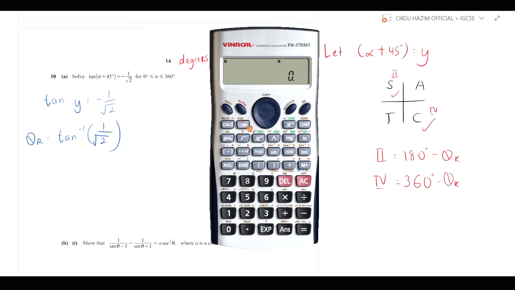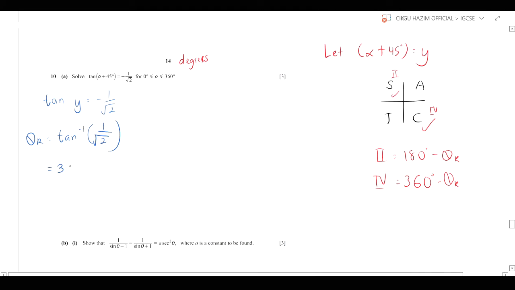So how to find it is to straight away press the calculator. You press shift tangent, and if we have a fraction like this, I highly recommend you open up the bracket: 1 over sec 2, and then close the bracket. So what we have here is 35.26. But remember, back in the instructions they tell you that whenever the angle is in degrees and does not state any kind of accuracy, you just take 3 significant figures or 1 decimal place. So here I take it as 35.3 degrees. We already understand that the reference angle is 35.3 degrees.